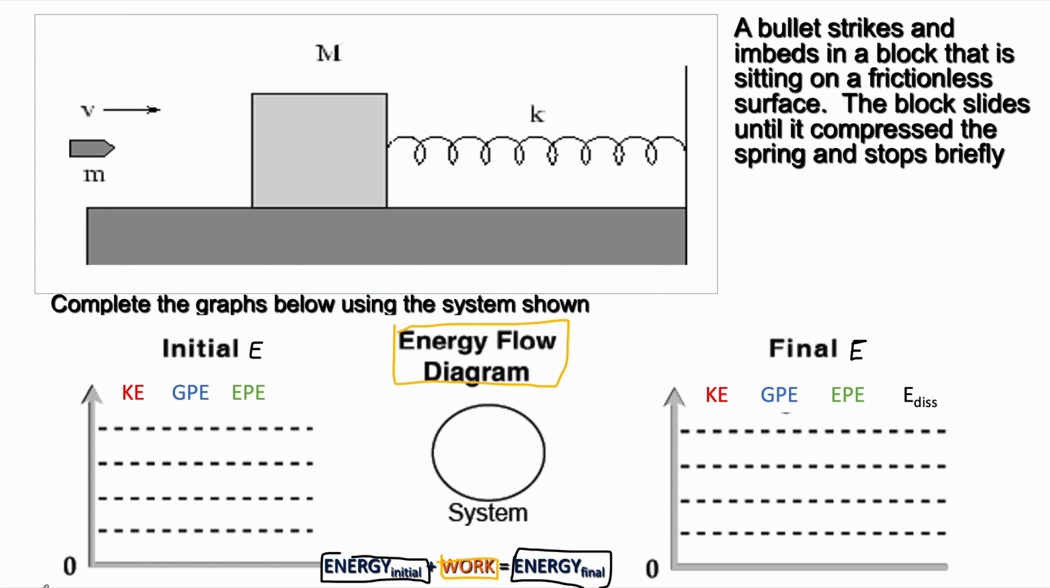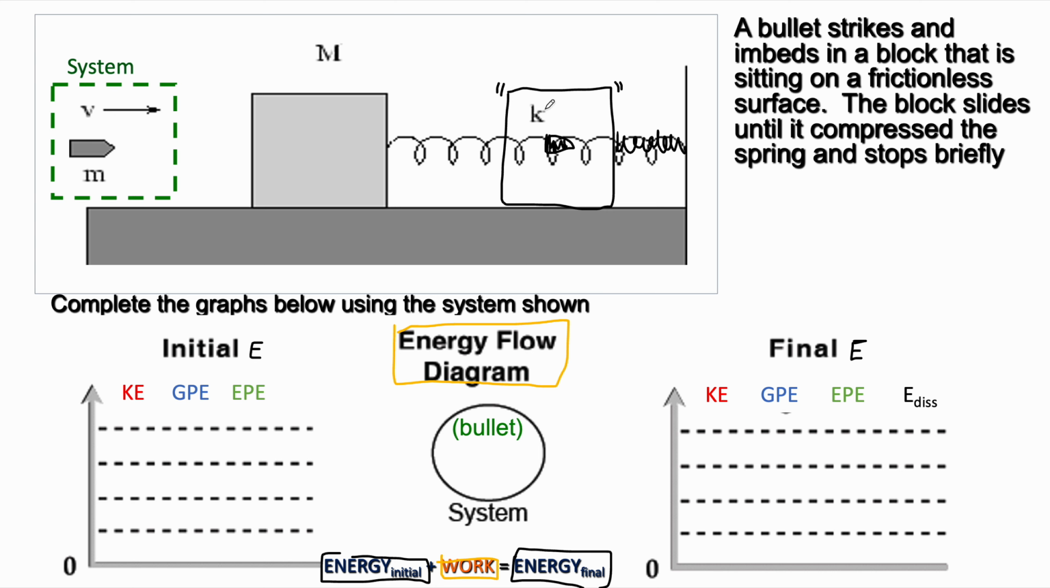We've got a bullet. It's going to run into a wooden block that's sitting on a frictionless surface connected by a spring. The bullet's going to embed inside the block, and eventually both the block and the bullet are going to move over, and forgive me for drawing on top of this, until the spring gets super compressed and the block briefly stops. The interesting thing about this problem is defining your system changes your answer completely. So for this particular situation, we're only going to look at the bullet.